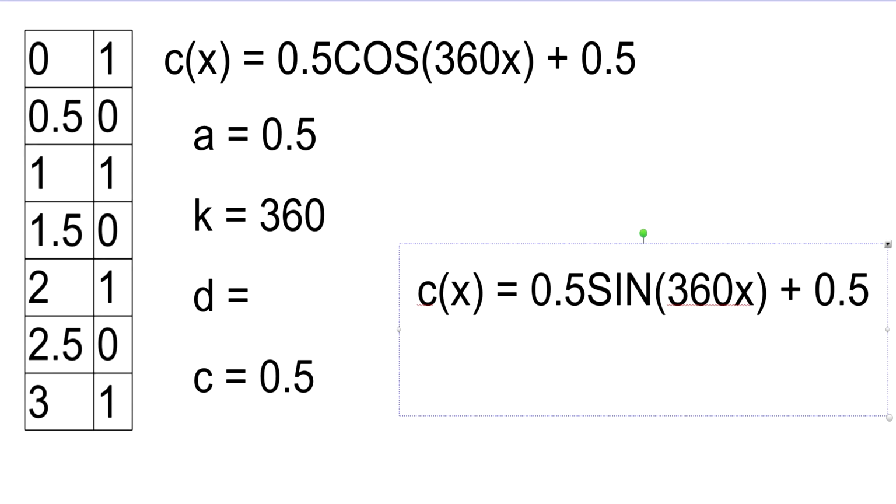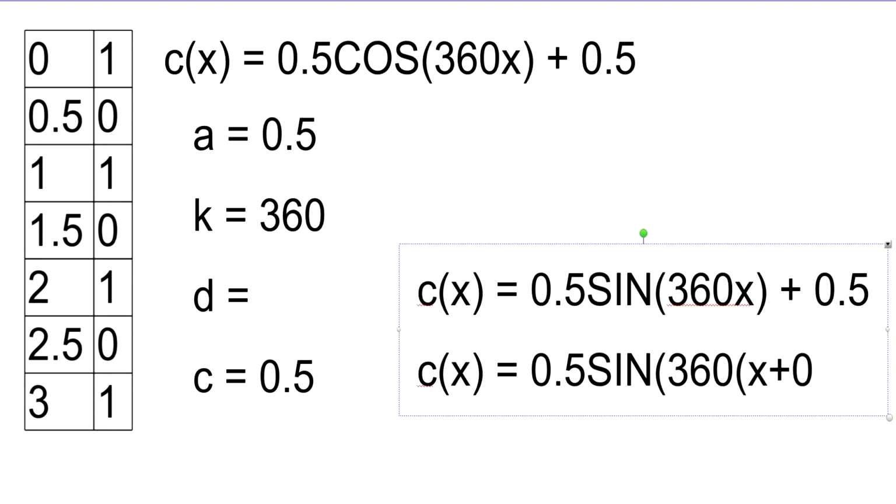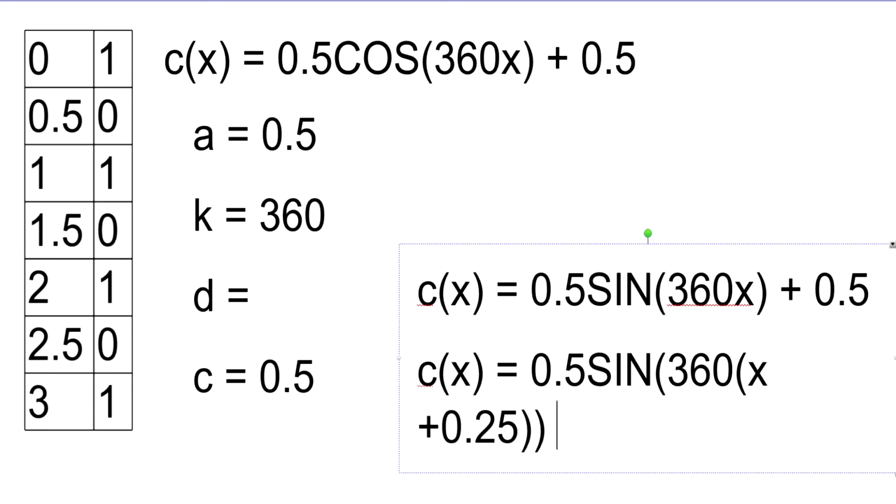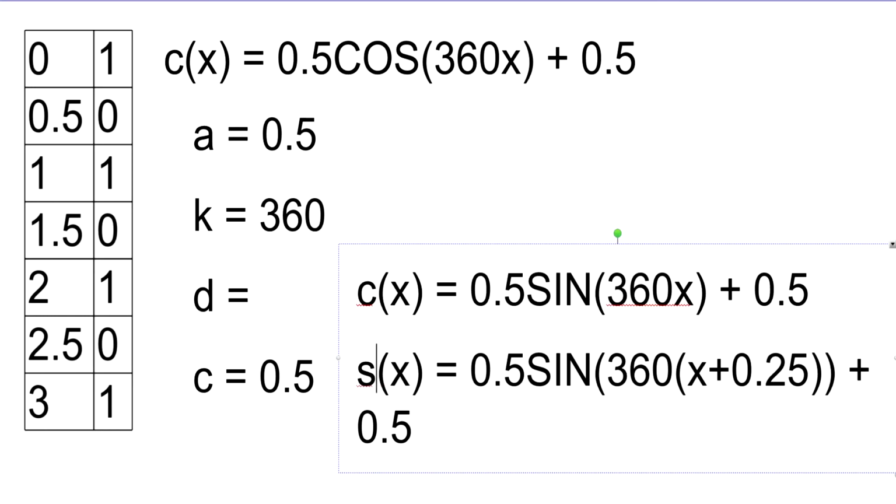Our closest cycle would actually be negative 0.25 and 0. So we want to push that right 0.25 units, so one of the points is 0, 0. In order to do that, we would add our D value as 0.25, giving us 0.5 sine 360 bracket x plus 0.25 close bracket plus 0.5. Now that, forgot to put s because that is sine, that would give us our sine equation.